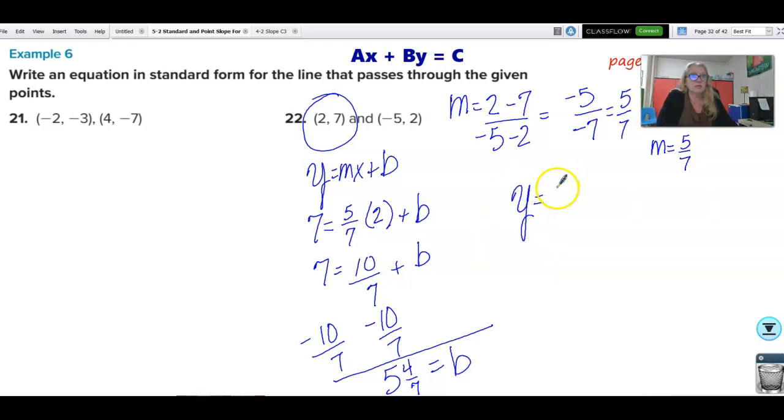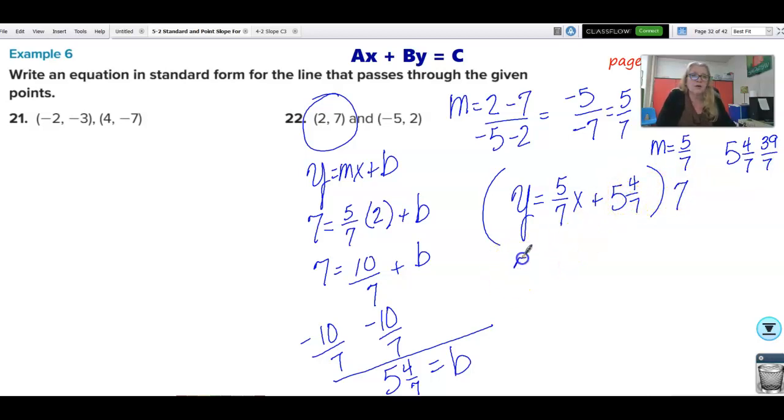Y equals mx plus b is our next step. We know that slope is 5/7 and b is 5 4/7, which I may need to turn into an improper fraction. Okay, so now we need to get the x and the y over here, but I notice that we've got a problem because we've got a fractional coefficient on our x, so we're going to have to multiply everything by 7. So I do kind of need to know what 5 4/7 is equal to. 5 times 7 is 35, plus 4 is 39, so this would be 39/7. So when I multiply this number times 7, I will get 39.